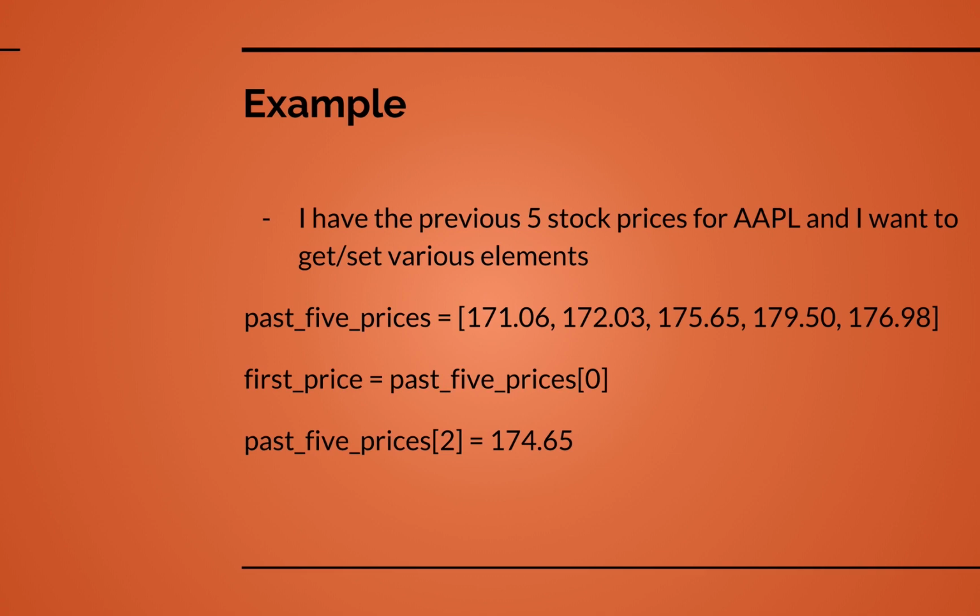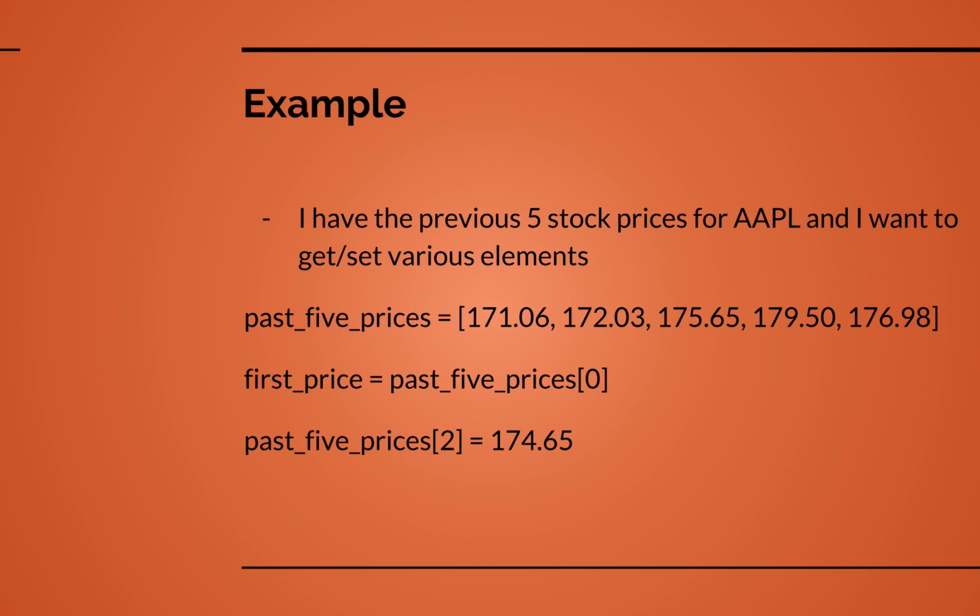So let's consider the scenario where I have my stock Apple that I'm still interested in, and I'm getting the previous 5 days' prices. I have the results stored in this list called past 5 prices. I've got numbers 171.06 ranging through 176.98 in no specific order. This is just simulating some previous prices I might have seen.